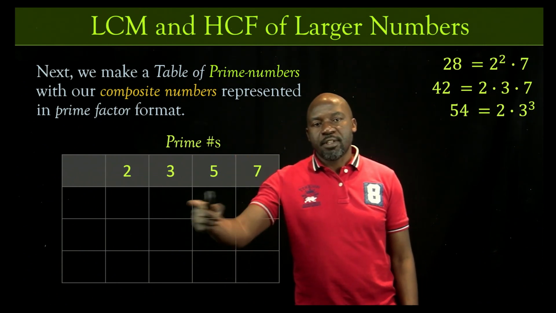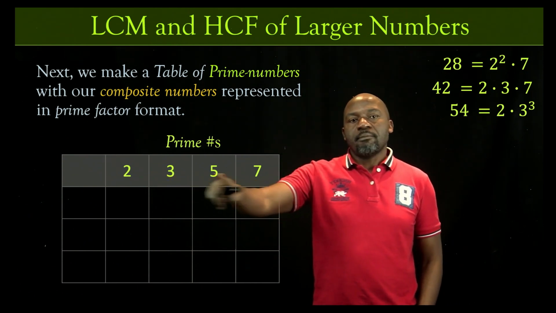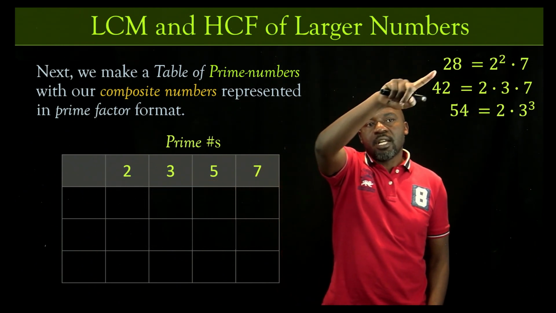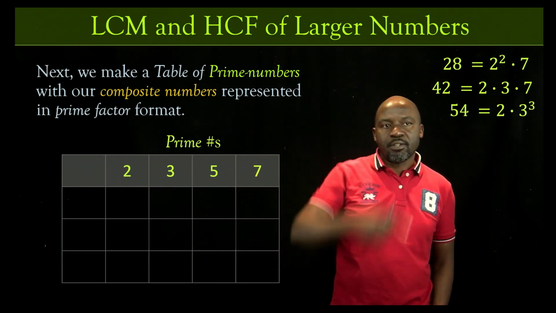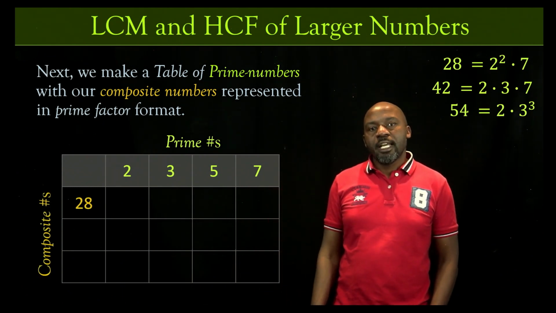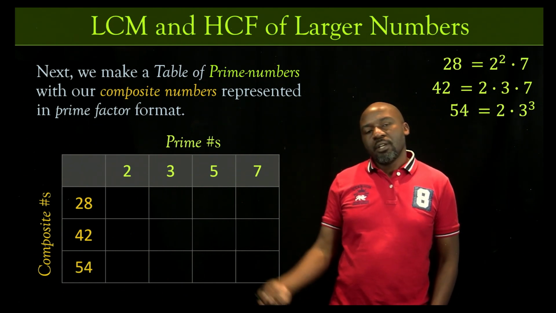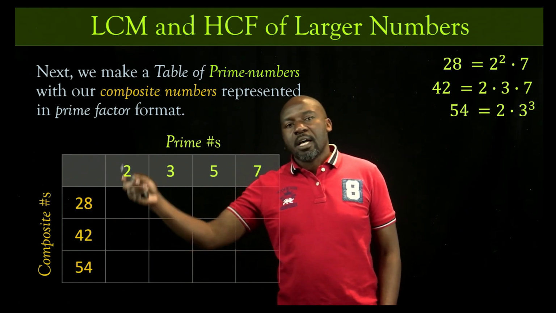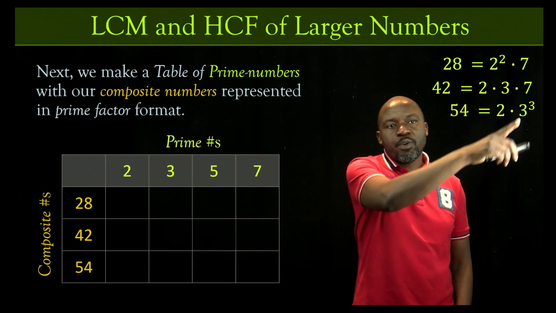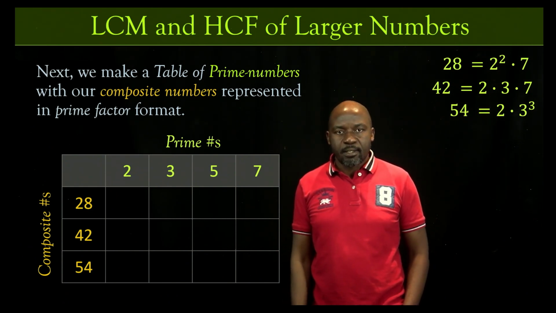But if we put it there, you will see how it functions in the process, right? So we put the prime numbers horizontally there, and on this side we put the composite numbers whose LCM and HCF we are seeking. So we'll put 28 there, we have 42, and we have 54, okay? So here we will put the composite numbers, and on this side we'll put the prime numbers, okay? That are represented when we write the composite numbers as products of their prime factors, okay?